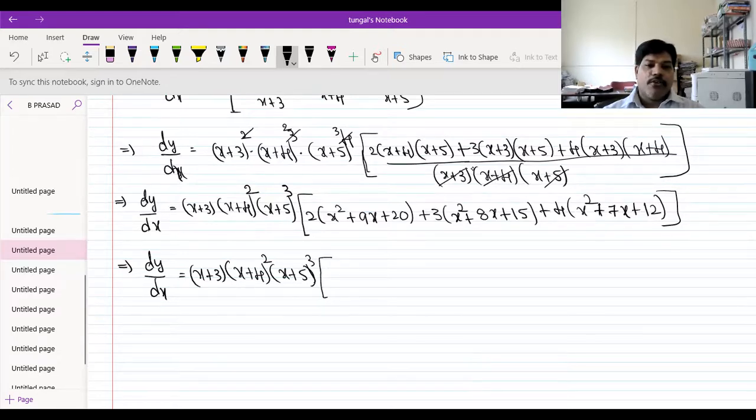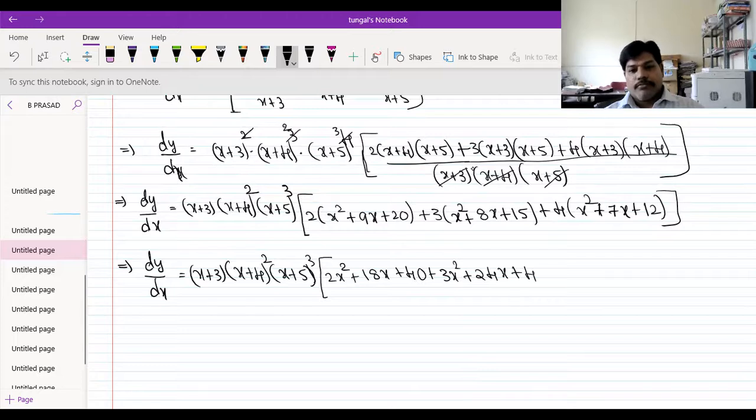multiply that inside. 2 into what happens? 2x square plus 18x plus 40, plus multiply with 3, students, it will become 3x square plus 24x plus 45, plus 4x square plus 28x plus 48.